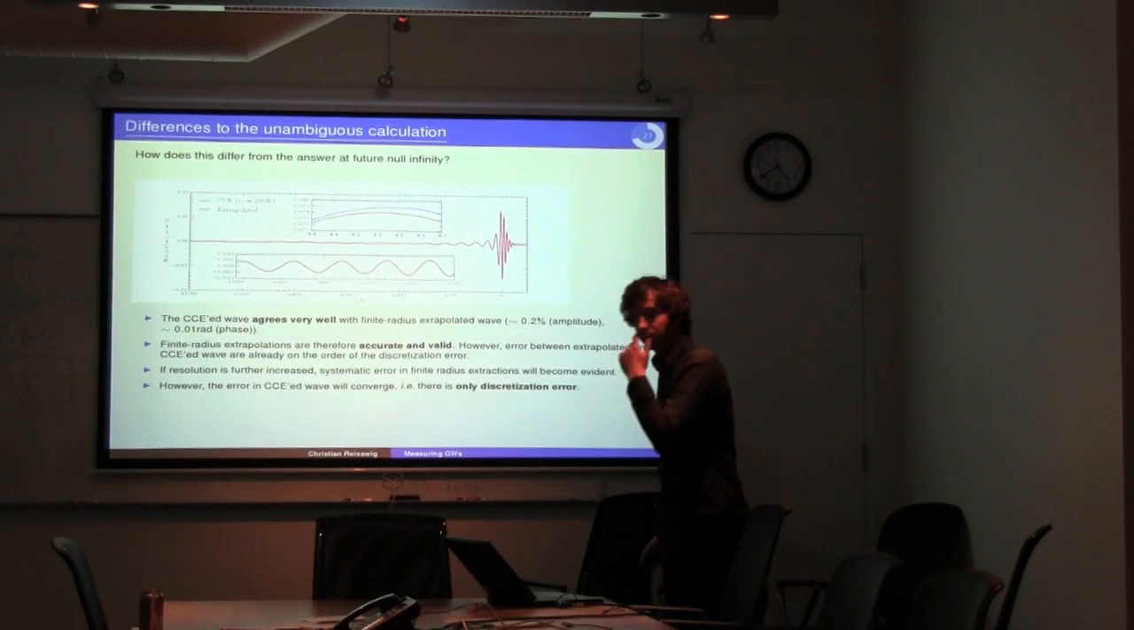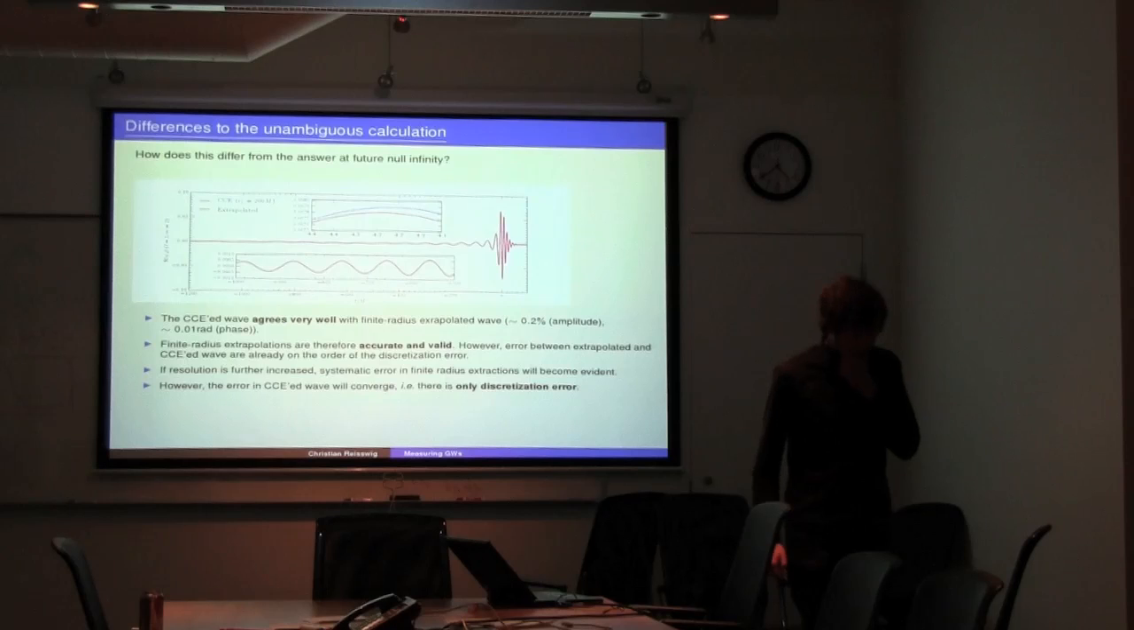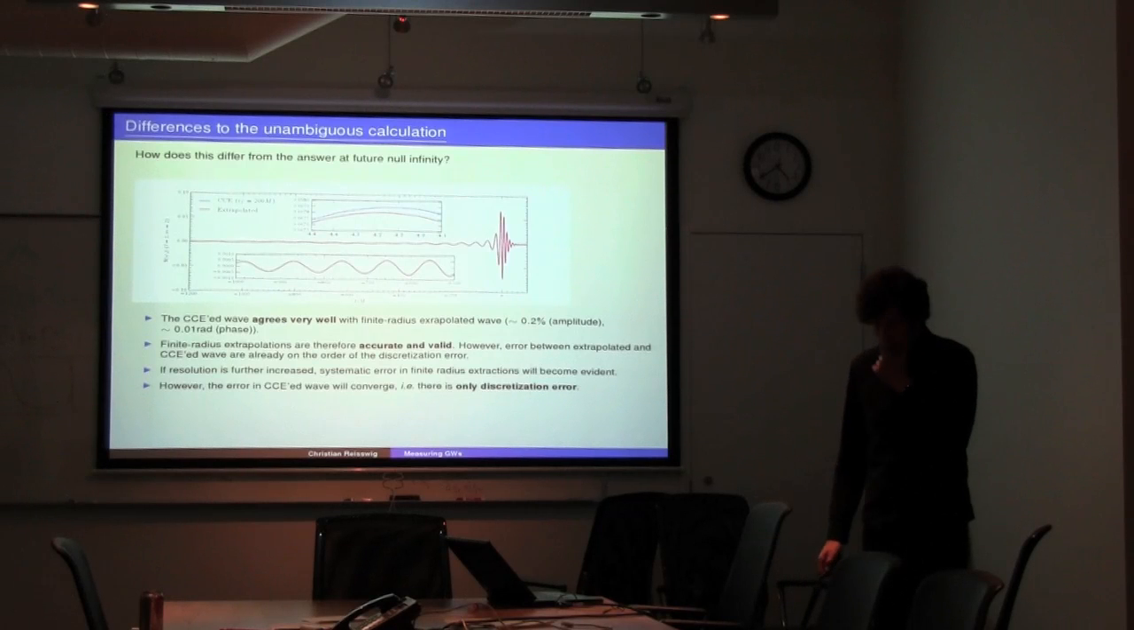How many orbits are there before merger? Something like, I think, 8 or 9 orbits.